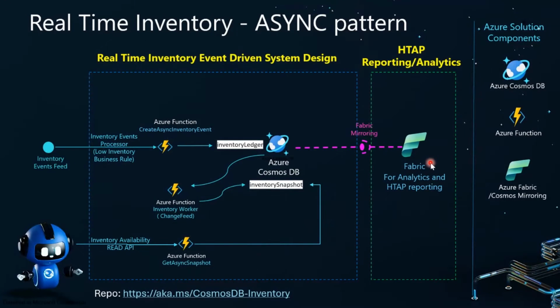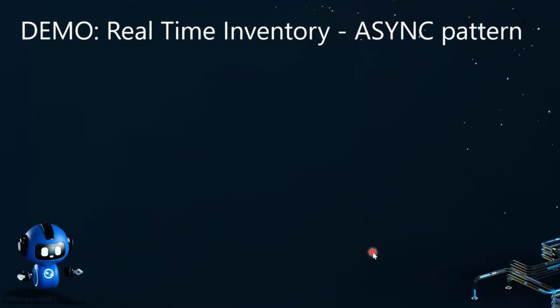In addition to this, we can potentially build an analytics or HTAP reporting solution using Fabric Mirroring. This is out of scope for today, but this is also a very viable solution. This repo exists at the link aka.ms/cosmosdb-inventory. You can also try it yourself. Now, let's look quickly at the demo of that inventory, how we executed and implemented it.